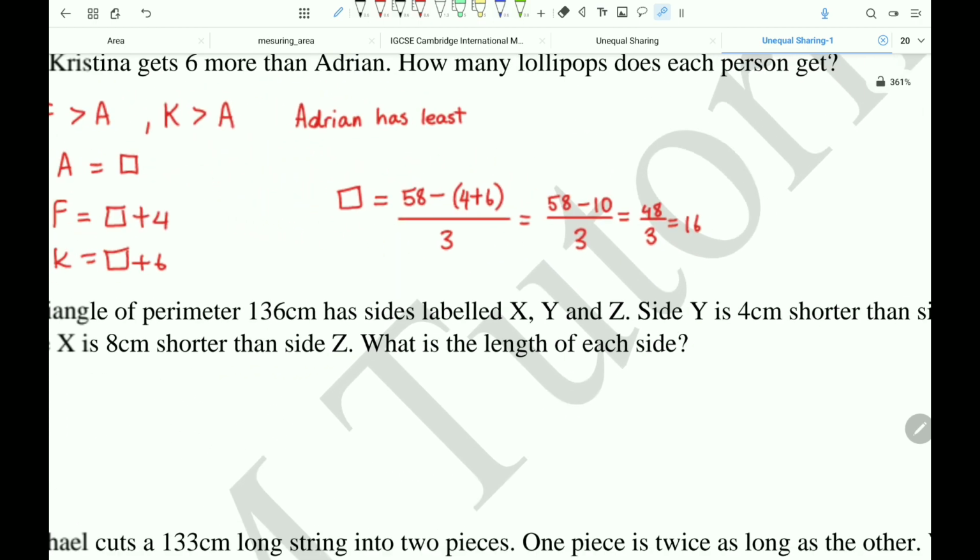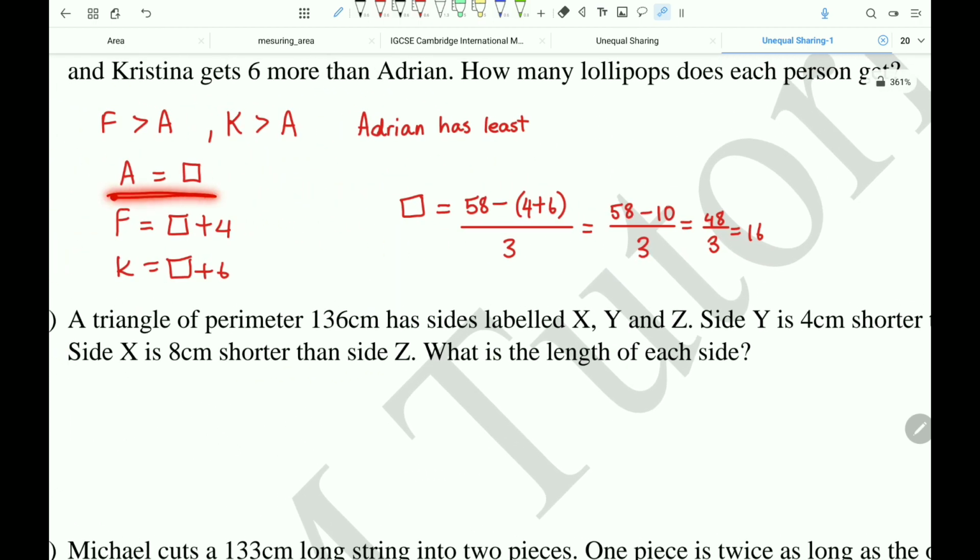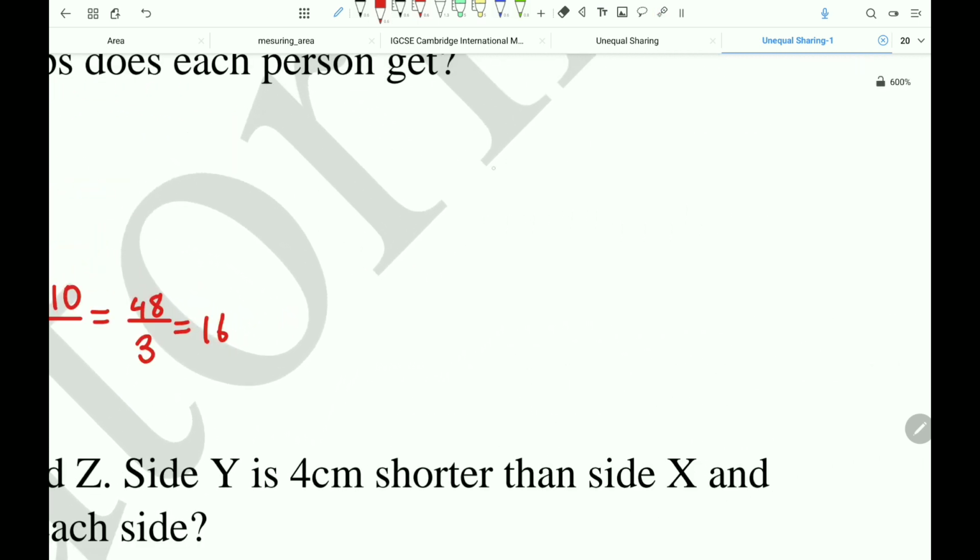And remember, Adrian's number is equal to box. So Adrian would get 16 lollipops.